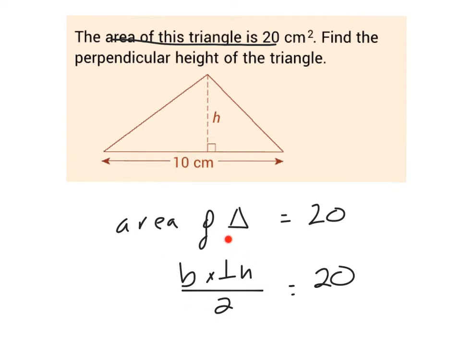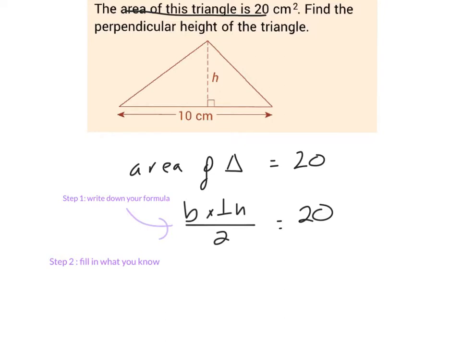So step 1 is write down your formula. Step 2, fill in what you know. So what do I know? From my diagram here, I know my base is 10. So it's 10 multiplied by my perpendicular height, which I don't know. They've called it h here. I can call it x, I can call it y, but I'm going to call it h, keeping with what they have. So I've got 10 multiplied by h all over 2 has to give me 20.